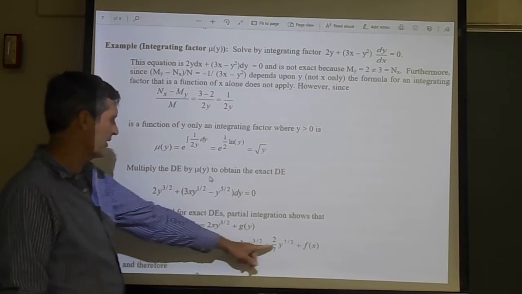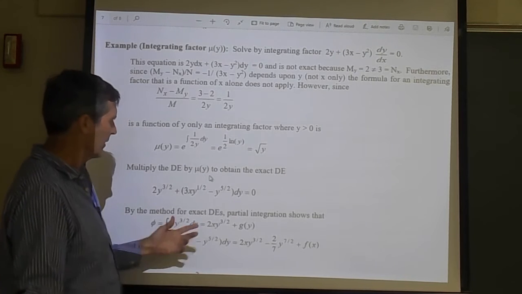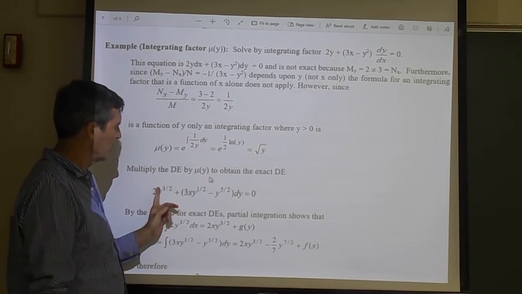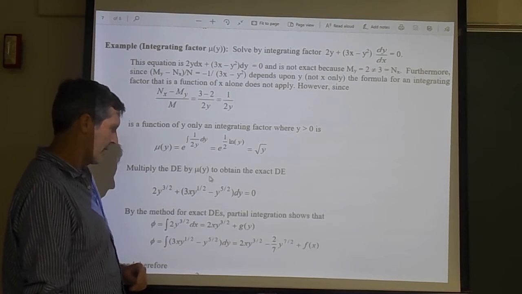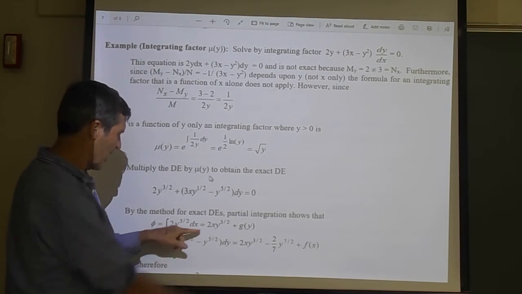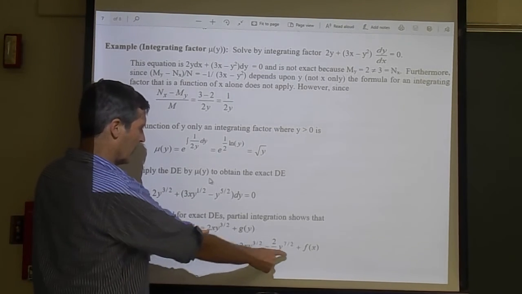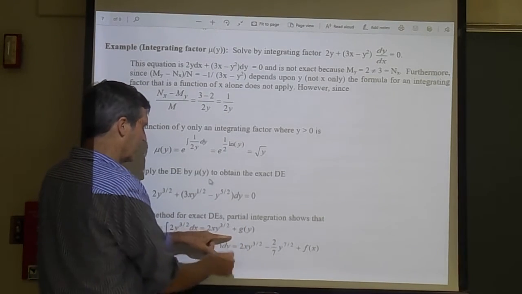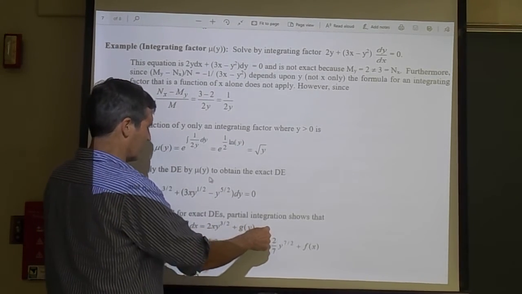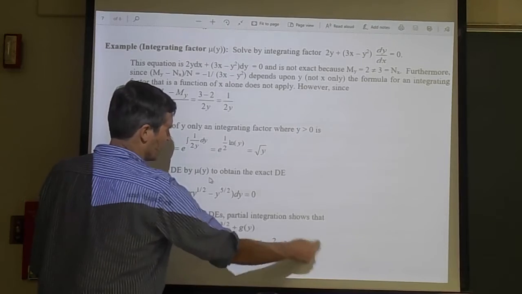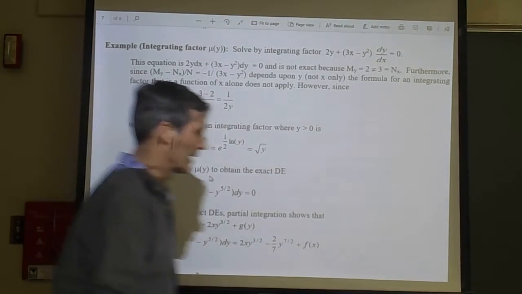And now can I make these match? Of course I can. I already proved it's exact when I checked my equals nx. So there's got to be a way to make these match up. These terms match. Then this one must be part of g of y. And the rest of g of y is a constant not depending on x or y. And f of x must just be a constant not depending on x or y.